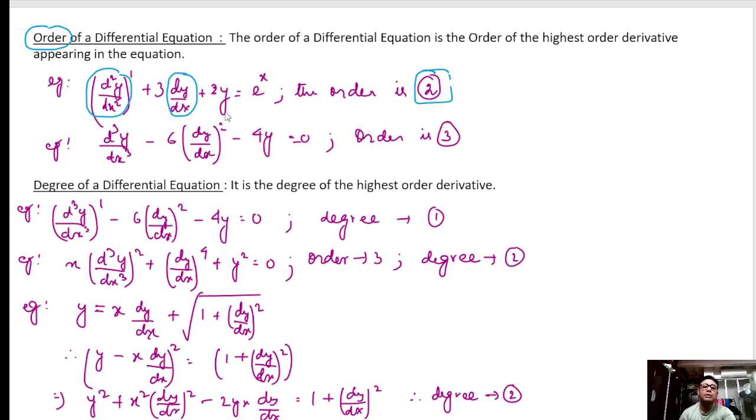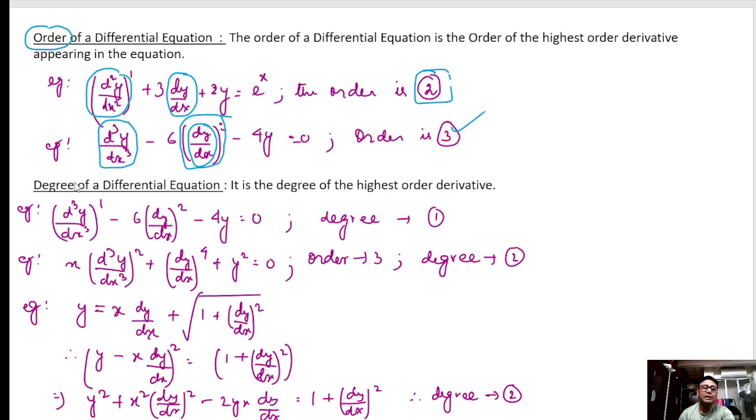Order is 2. And here I have differentiated 3 times. Here it is only 1 time I have done. Only 1 time I have done. Here I have done 3 times. So the order of this equation is 3.